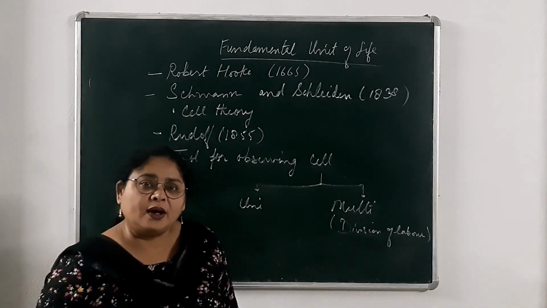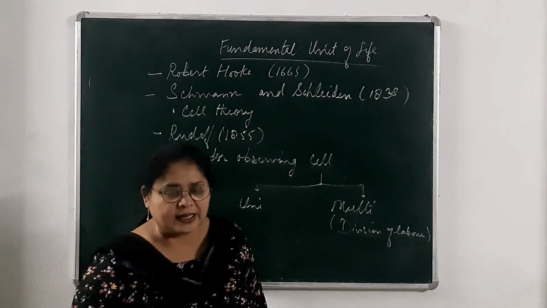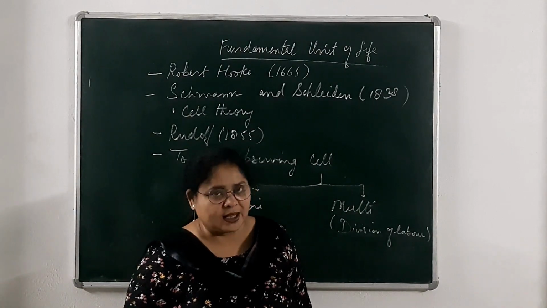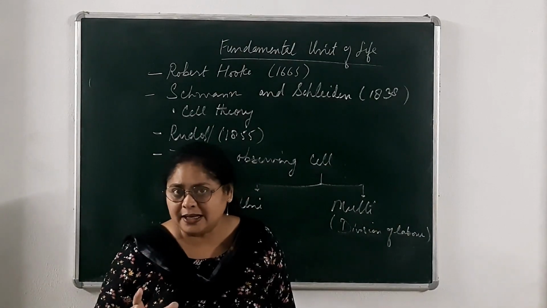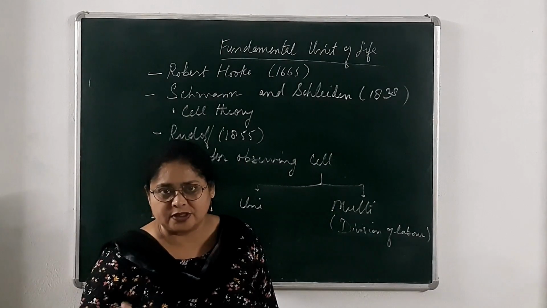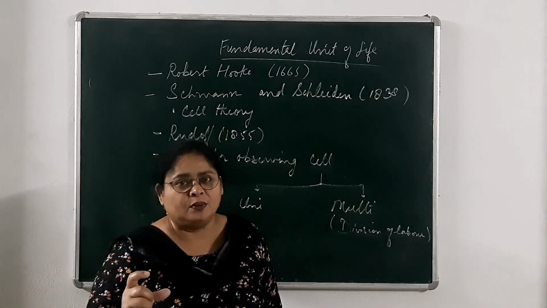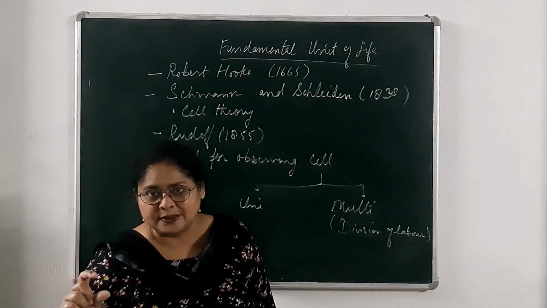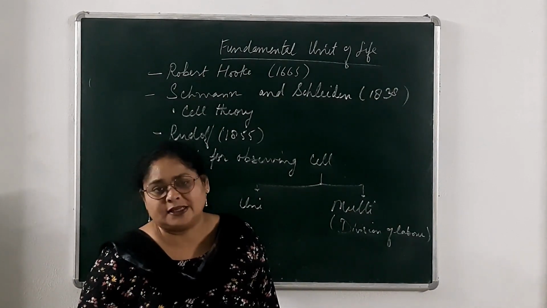Now, if we talk about the smallest cell in the world, सबसे छोटा सेल वर्ल्ड का क्या है? That is PPLO, pleuropneumonia-like organism. PPLO is the smallest cell, and the largest cell is the ostrich egg. जो ऑस्ट्रिच का एग होता है, एक एग किसी भी बर्ड का हो, that is a single cell. The yolk is the nucleus. तो ऑस्ट्रिच का एग सबसे बड़ा एग होता है, that's why it is the largest cell in the world.